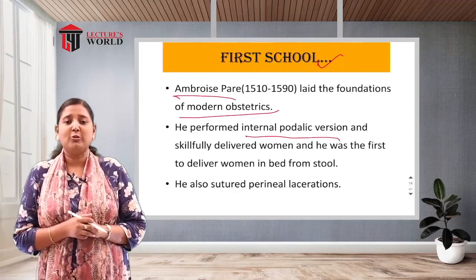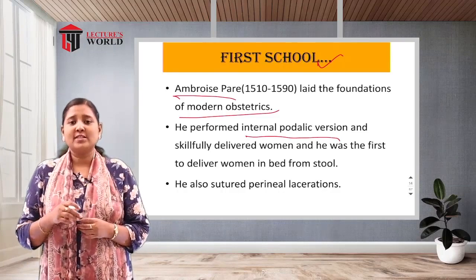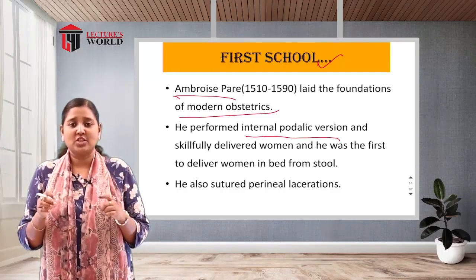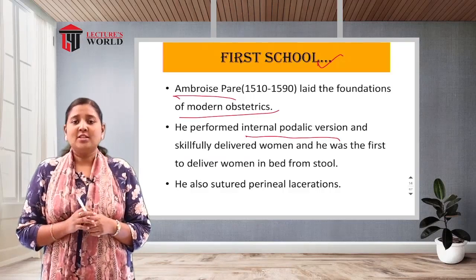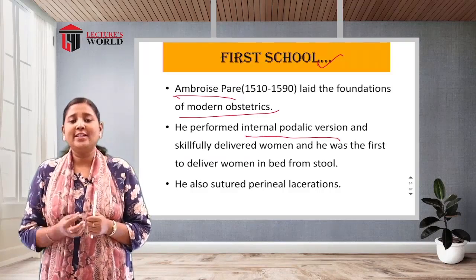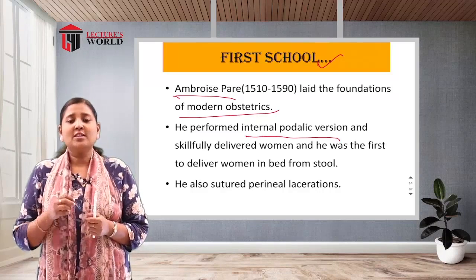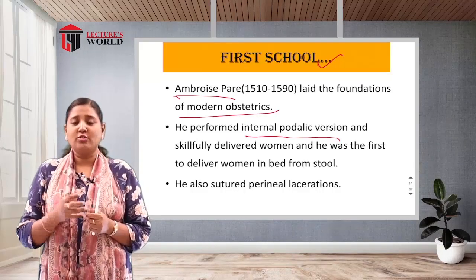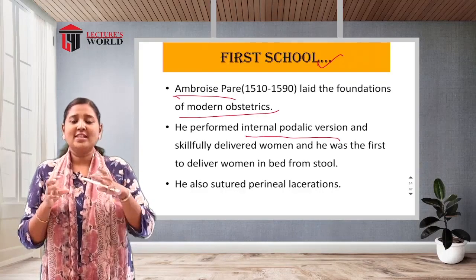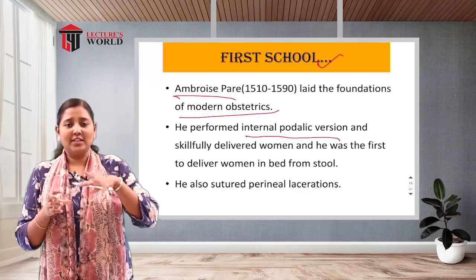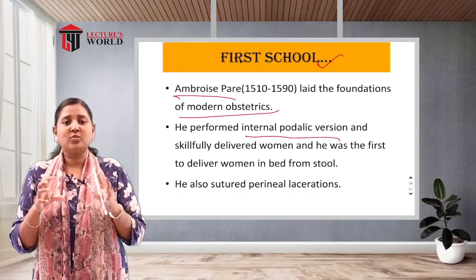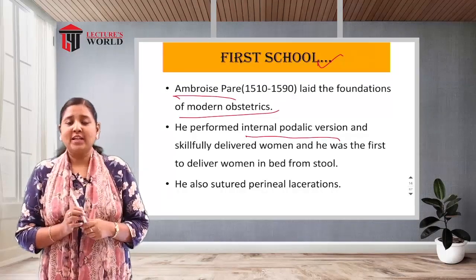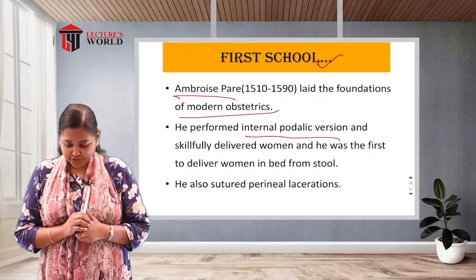You may know about that. Internal podalic version is used when the baby is in a transverse position or transverse lie and cannot be delivered properly. So he did a procedure called internal podalic version, where he introduced his hand into the uterus with one hand above the abdomen, on the gravid uterus, and rotated the baby from the transverse lie to the longitudinal lie. That we call internal podalic version.